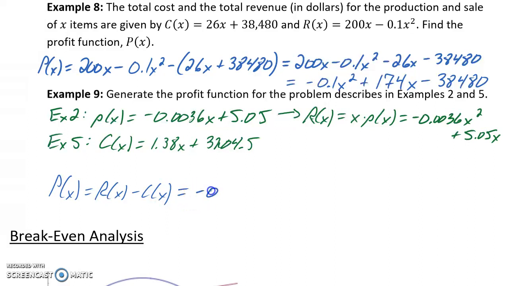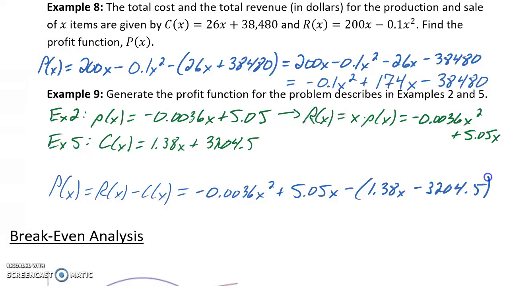So we'll take our revenue function and again, subtract that entire cost function. So what we'll do in an intermediate step is distribute that negative sign through. Oh, I'm sorry, that should be plus 32,004. So we'll distribute that negative sign through, so this would become minus 1.38x and minus 3,204.5.